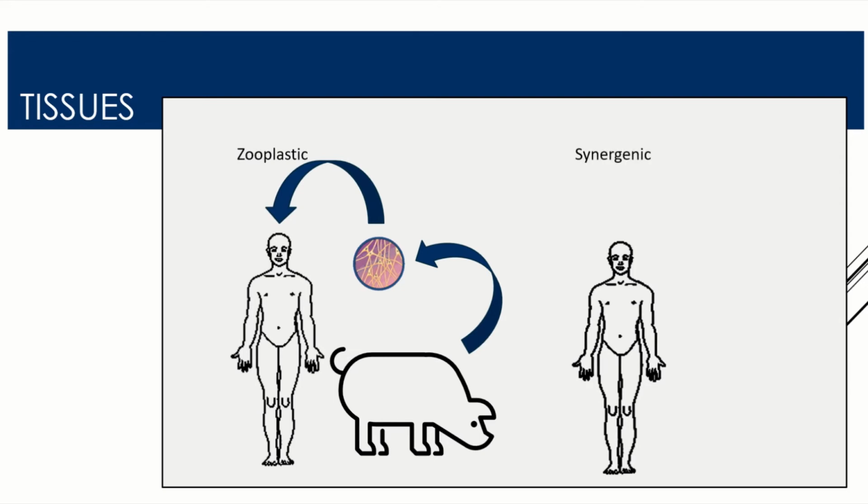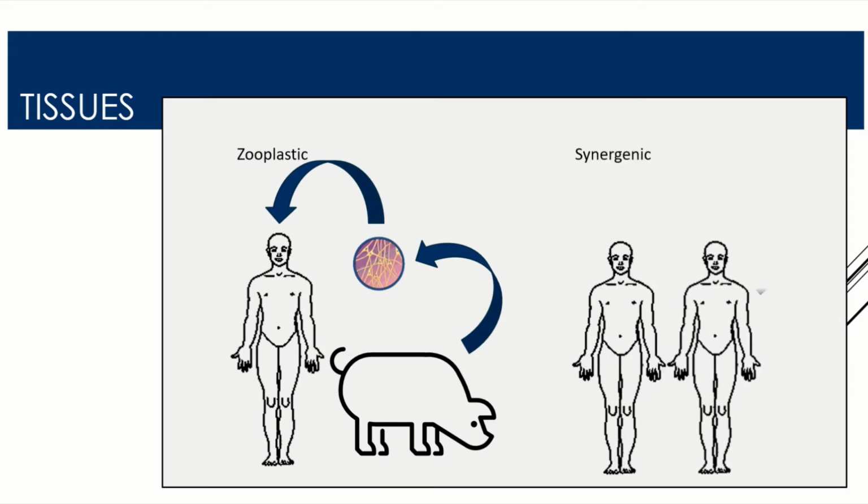Syngeneic tissue is tissue obtained from an identical twin. Syn means together or joined, and gen means origin. This refers to the individuals sharing the same DNA. A common syngeneic tissue transplant may be that of stem cells from one twin to another.